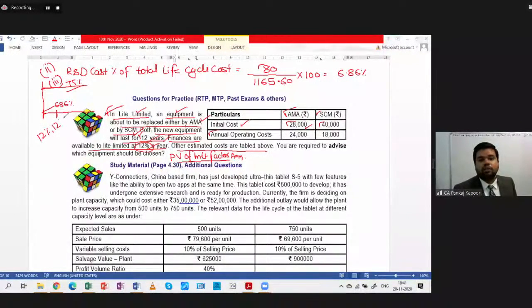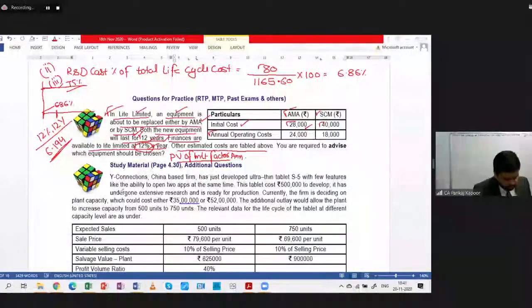At 12%, for 12 years, the annuity factor will be 6.194. Yes, Kunal from Faridabad is absolutely correct. Other students who are sending me the answer are also correct. It's 6.194. Absolutely fine.